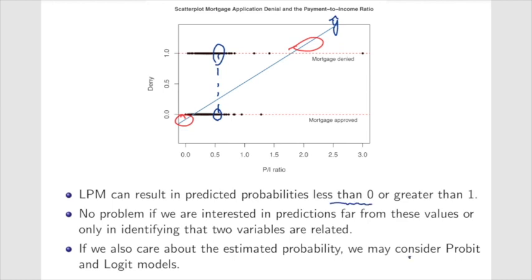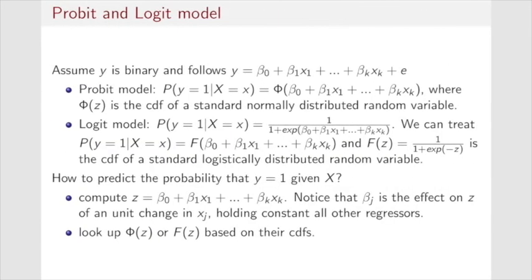In this case, we may consider probit and logit models. The idea is that we can transform this linear line through the normal or logit distribution to make sure that the fitted value is always bounded between 0 and 1. Here we will only very briefly discuss the probit and logit models.